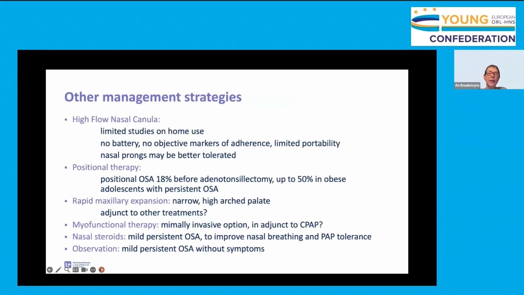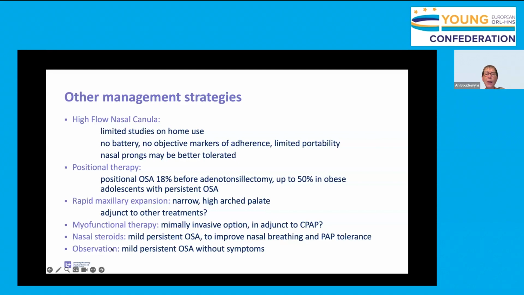Other treatment strategies that you might consider and that usually are available when you work really in a multidisciplinary team are high-flow nasal cannula. Positional therapy can play a role, especially also here in obese patients. They're more likely to have positional sleep apnea. Rapid maxillary expansion or orthodontic treatment might be indicated, especially in children with craniofacial malformations or where there is really malocclusion or a very high arched palate.